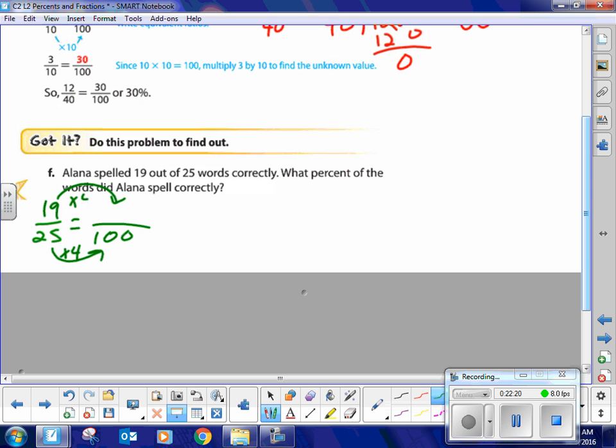So 9 times 4 is 36. And 4 times 5 is 20, so 76? Okay, so that's 76, and our definition of a percent is a number compared to 100. It is 76 being compared to 100, so it's 76%. If that's easy, okay.